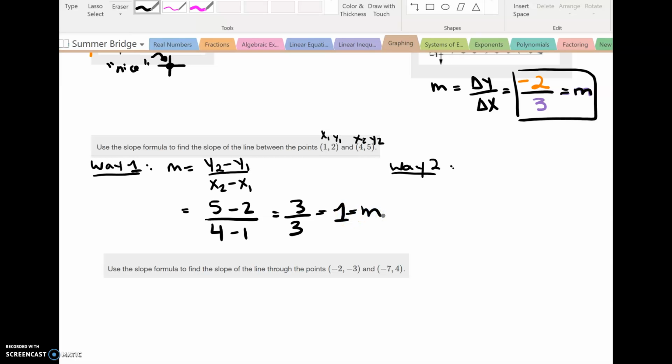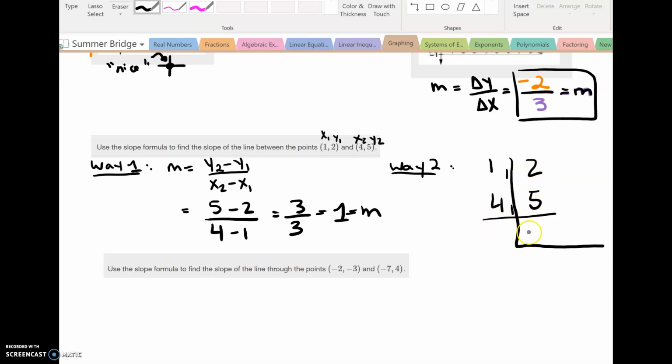Okay, now here's my way 2. For way 2, all I do is I actually list without the parentheses the ordered pairs. Okay, so 1, 2, 4, 5. And then I draw like an L, all right? And what I do then is I actually subtract everything.